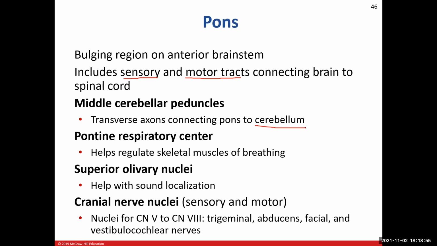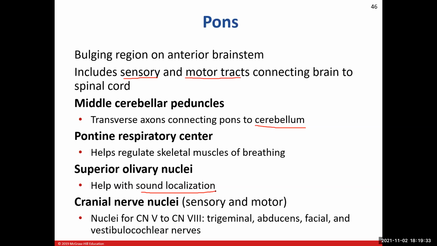And I know you can't see me, but you'll have a harder time controlling those skeletal muscles, so your breathing will appear a little bit more labored. It won't have that smooth transition between breaths. In the pons, we'll also see a structure called the superior olivary nuclei. Again, here's a structure that helps with sound localization. So when you hear something, you're going to be utilizing this area to hone in and see the source of, or where, this sound is coming from.